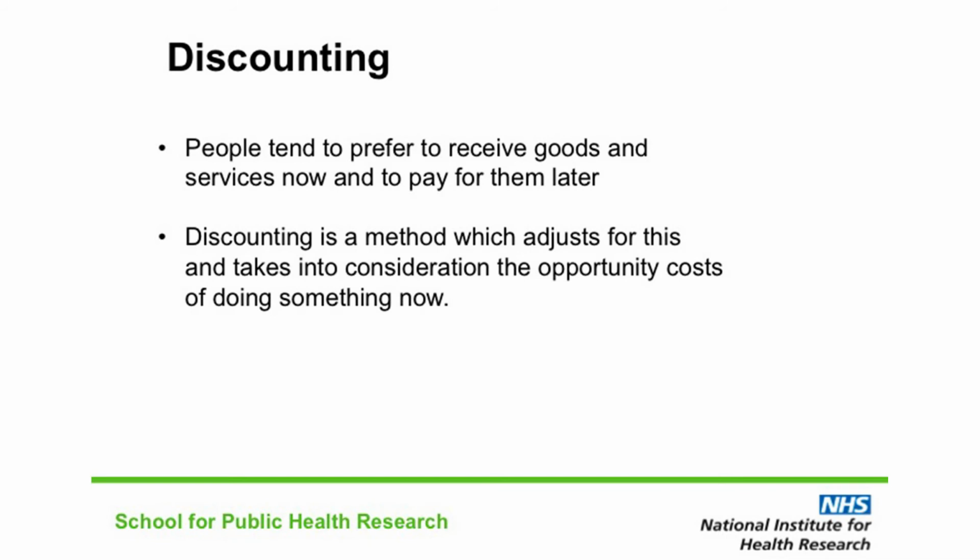Another term I want to mention briefly is discounting. In brief, people tend to prefer to receive goods and services now and to pay for them later. In public health terms, that's why it can be hard to get people to stop smoking or drinking alcohol, because they think more of immediate enjoyment than future health concerns. Discounting is a formula that adjusts for this by calculating a percentage reduction on later benefits rather than immediate benefits when carrying out a cost benefit analysis.